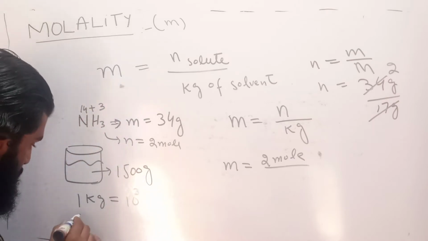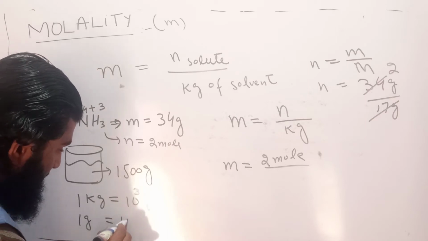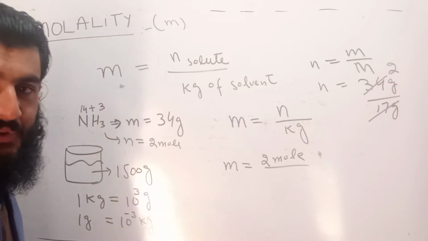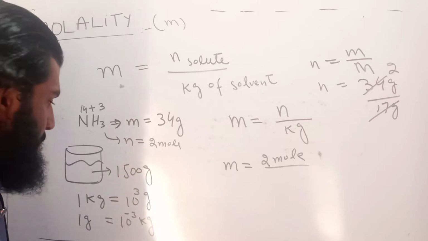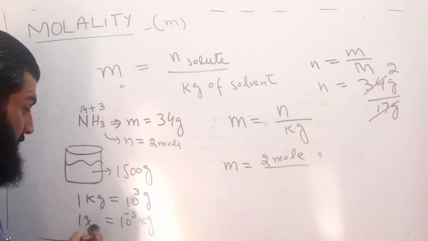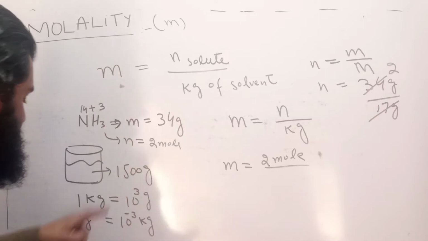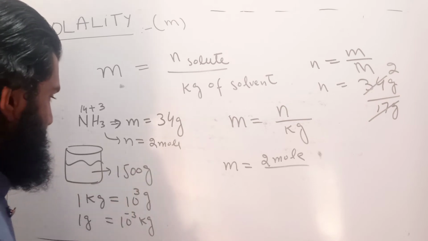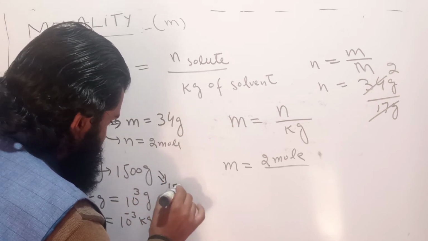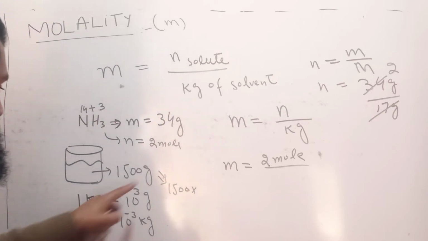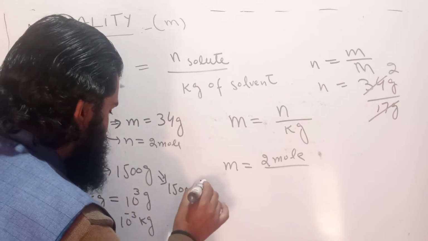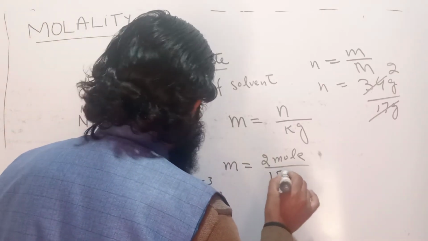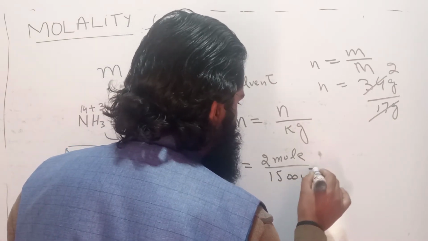So we can write it as 1 gram is equal to 10 raised to the power minus 3 kilogram. Do you know about such type of calculation? So this is in gram, so now we write the value of gram here: 1500 times 10 raised to the power minus 3 kilogram. Clear? So we put it here, 1500 times 10 raised to the power minus 3 kilogram.